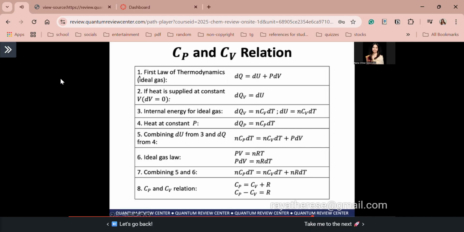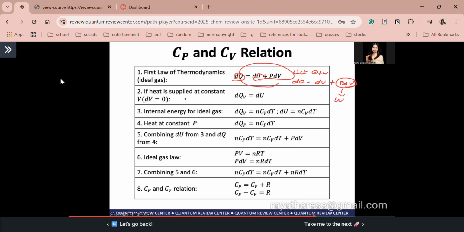So first, let's determine the first law of thermodynamics for ideal gas. That is dq is equal to du plus pdv. Okay? What I did here, guys, is I just interchanged q and du. This is basically, again, U is equal to Q plus W, but this time I took dq, the change in Q, is equal to du plus pdv. So this pdv, guys, is your work.